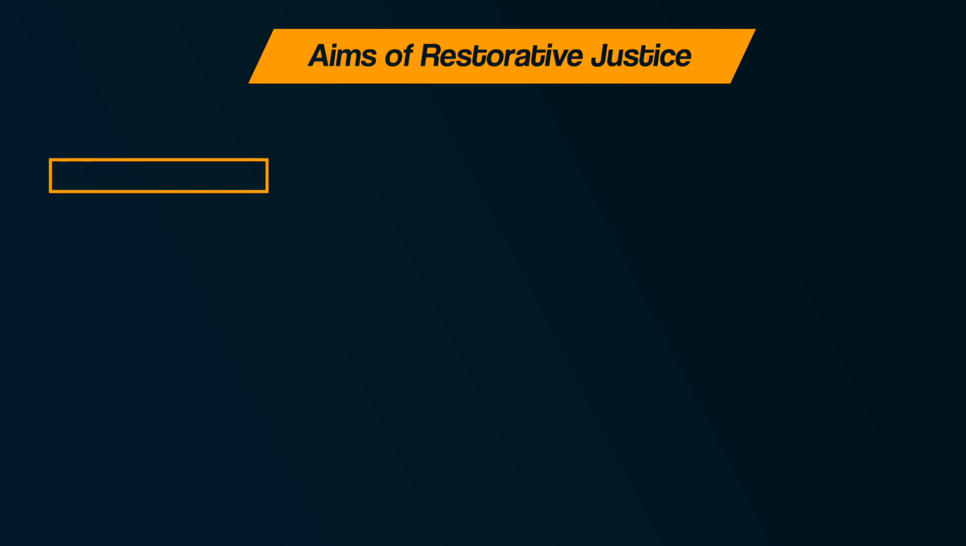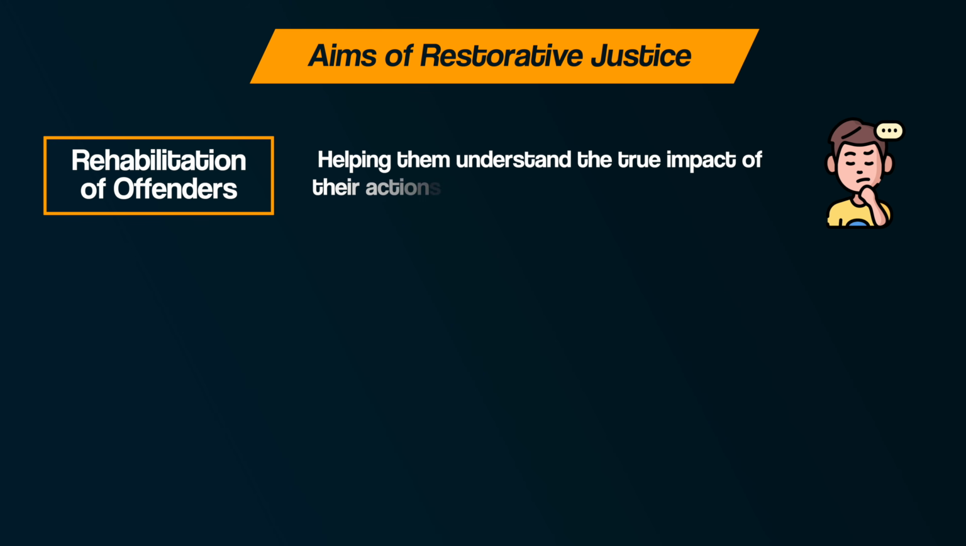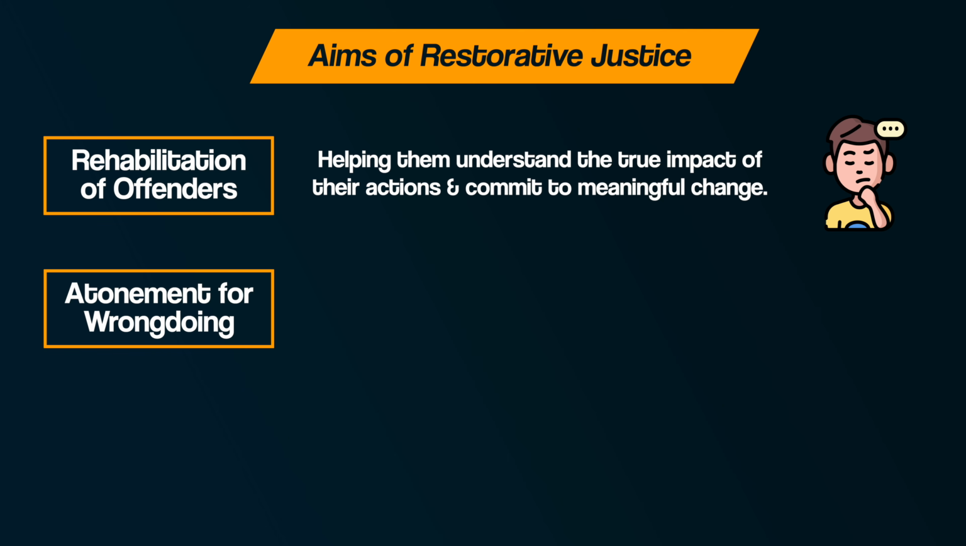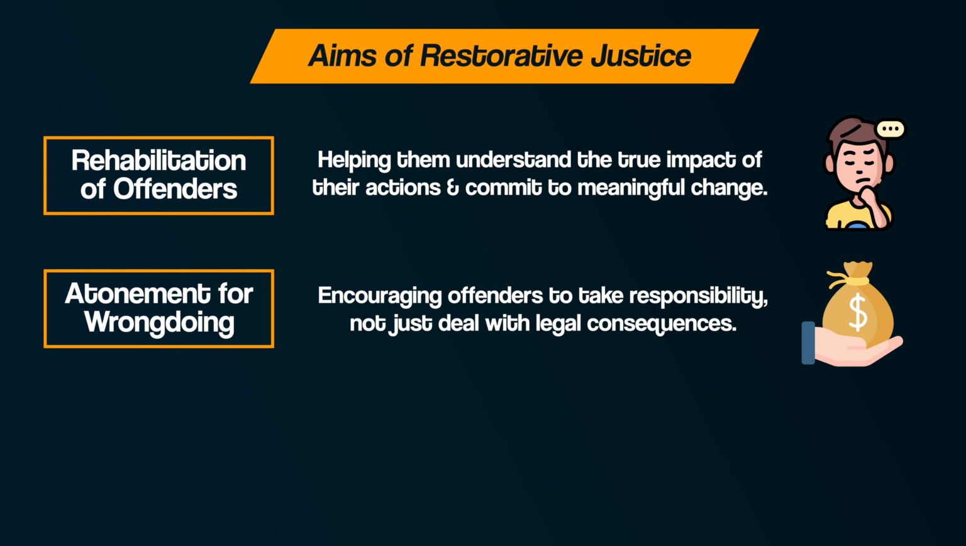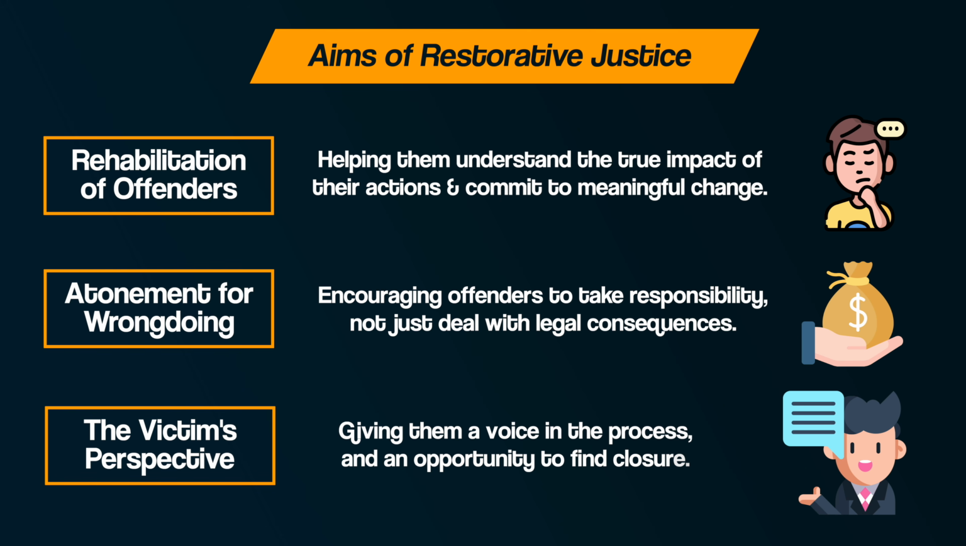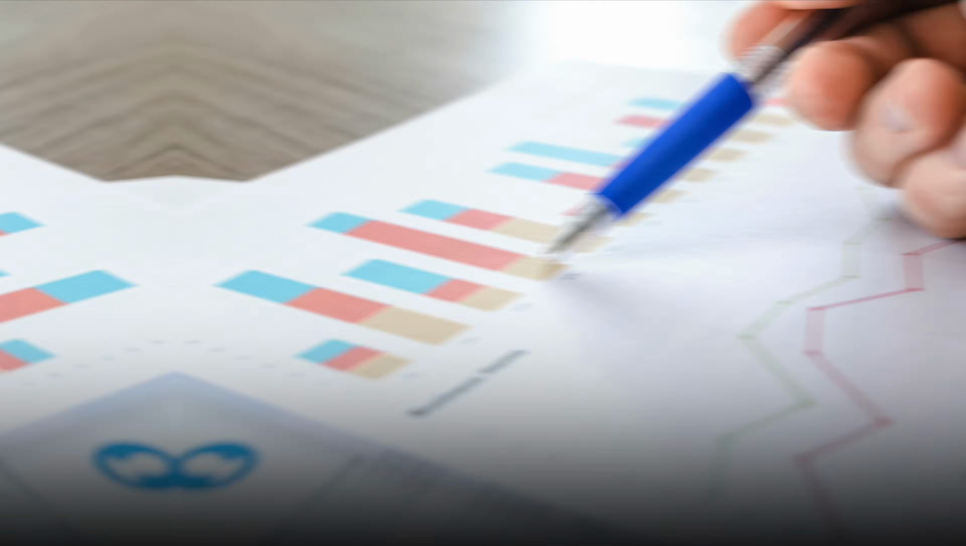First, the rehabilitation of offenders, helping them understand the true impact of their actions and commit to meaningful change. Second, the atonement for wrongdoing, encouraging offenders to truly take responsibility, not just deal with legal consequences. And finally, considering the victim's perspective, giving them a voice in the process, a chance to express their feelings, and an opportunity to find closure.